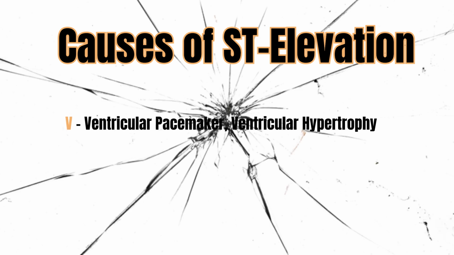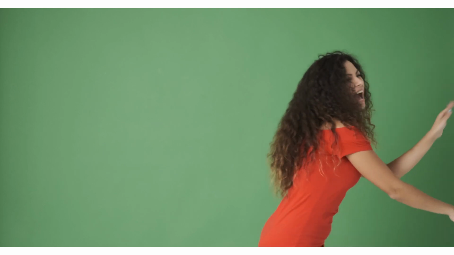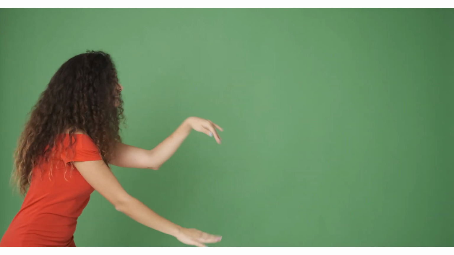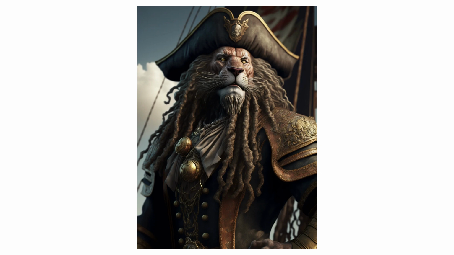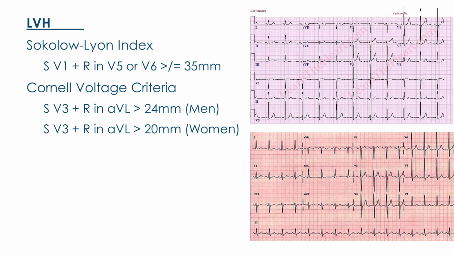Now let's talk about ventricular pacemakers and ventricular hypertrophy. With regard to ventricular pacemakers, we really just need to go back to the discussion we had earlier about Sgarbossa criteria, because that's how we're going to determine whether or not the ST elevation from a pacemaker is related to ischemia versus just because they have a pacemaker. You do have to remember, though, that one common reason that people get pacemakers is because they've had previous ischemic damage to the heart.